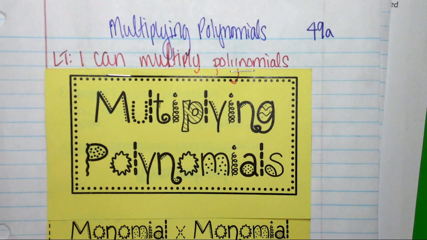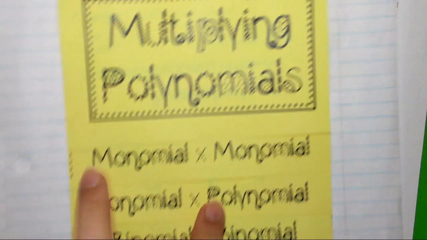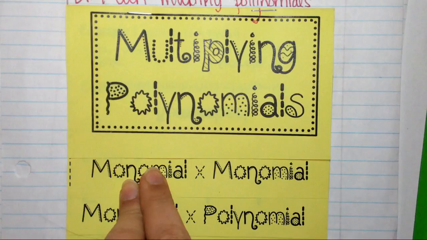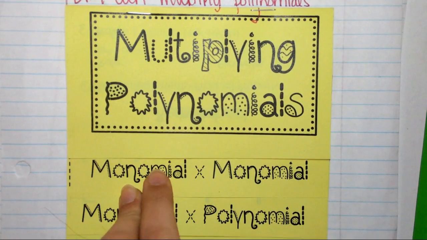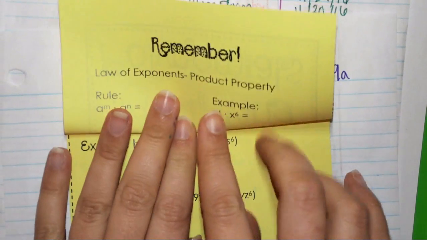Alright, so when you multiply like bases, what do you do to the exponents? You add them. Fantastic. Take a point. Now, we're going to start first by multiplying a monomial times a monomial. So how many terms is a monomial? One term times another term. Fantastic. Take a point.